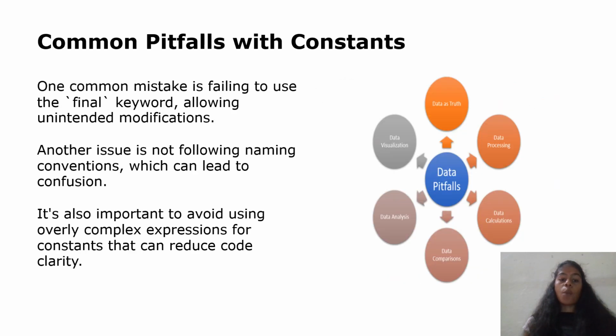Common pitfalls with constants. One common mistake is failing to use the final keyword, allowing unintended modifications. Another issue is not following naming conventions, which can lead to confusion. It is also important to avoid using overly complex expressions for constants, which can reduce code clarity.